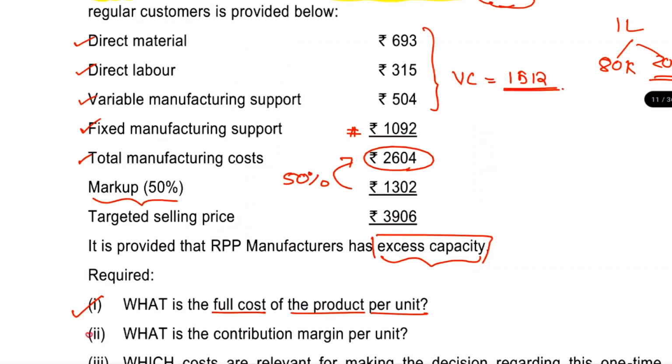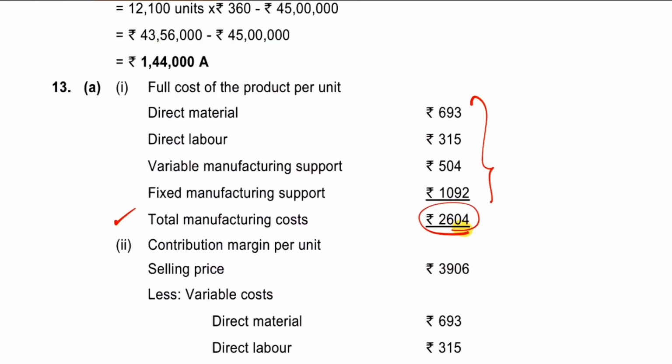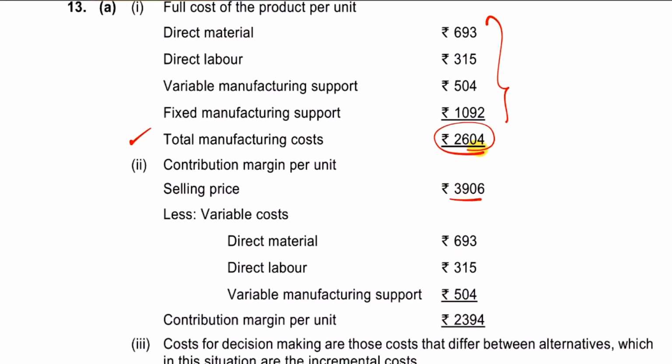Very easy. What is the contribution margin per unit? Do you have variable cost? Yes. Do you have a selling price also? Can you give me the contribution? 3906 minus variable cost, sales minus variable cost, 2394. Okay, let us check. See the selling price, then this entire variable cost was subtracted, giving 2394. This is selling price, this is variable cost. The second part is also quite easy. First was total cost, that was already given. Then contribution means sales minus variable cost.